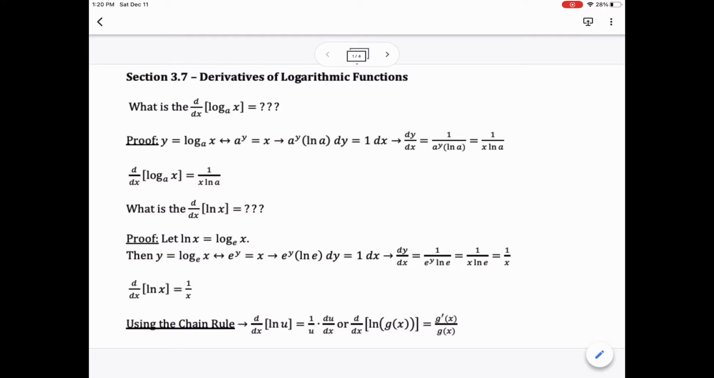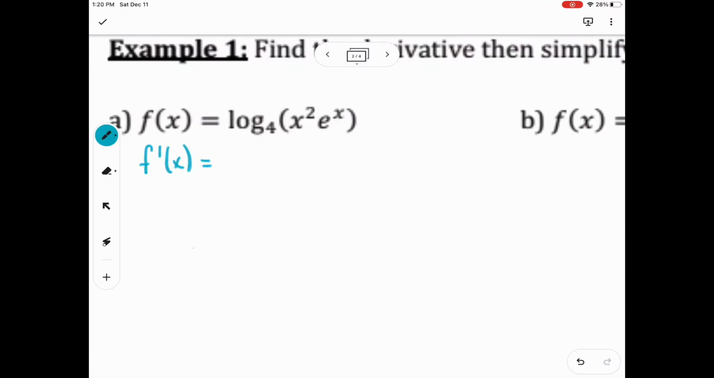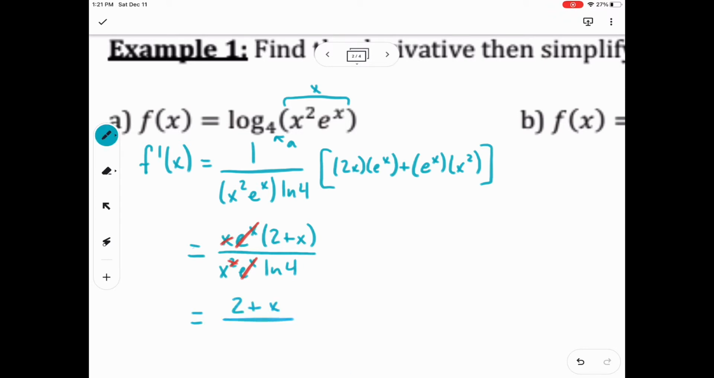Okay. Now remember, you have Leibniz notation that you can use, and so I kind of reiterate that down there because there's some chain rule involved. Okay, so here I'm looking at some examples where I'm going to just find the derivative and simplify the following expressions using these new derivatives. So the log of x squared times e to the x base 4. So I take a chain rule, so 1 over x squared e to the x ln of 4, which is the value of a, and then I have to take the derivative of the inside, which is x squared times e to the x, which I need to use product rule there.